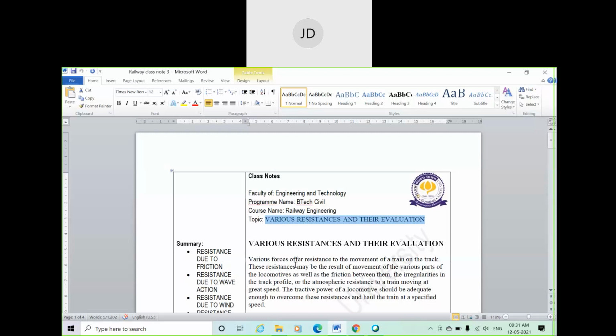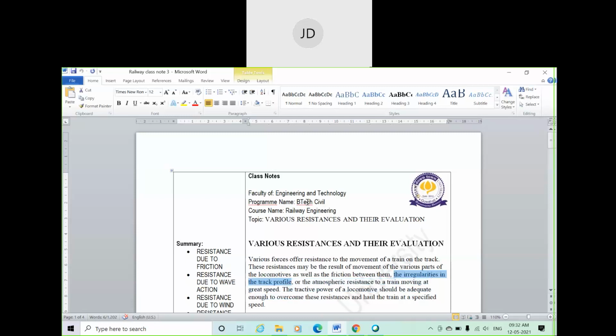So the various forces offer resistance to the movement of the train on the track. This resistance may be the result of the movement of the various parts of the locomotive. I already told you there are various parts of the locomotive, and because of the friction between them, they may offer resistance. And there are also the irregularities in the track profile.